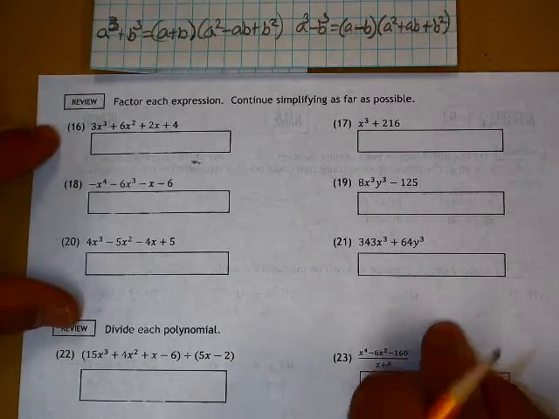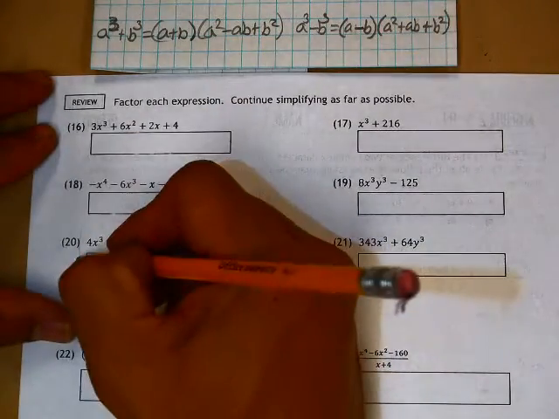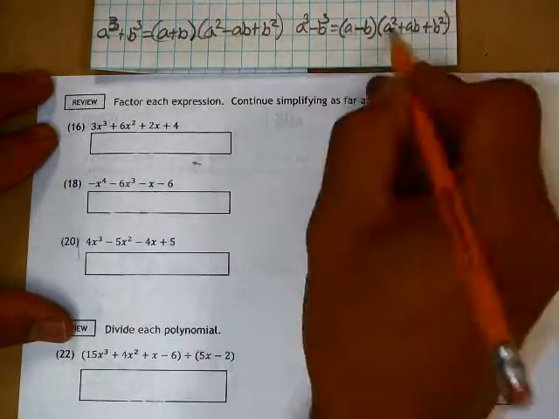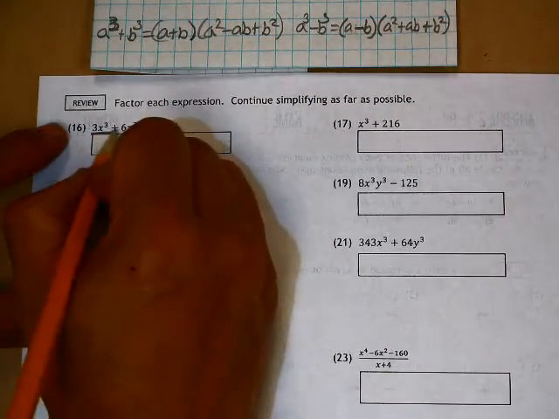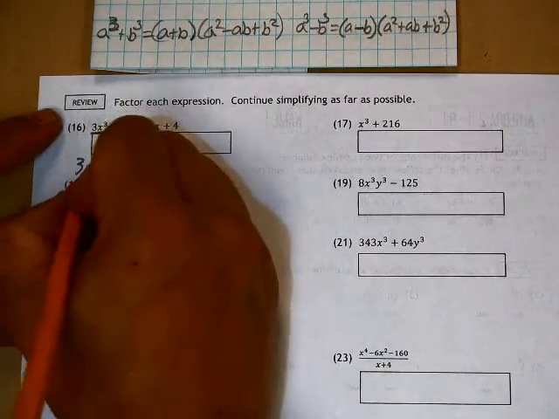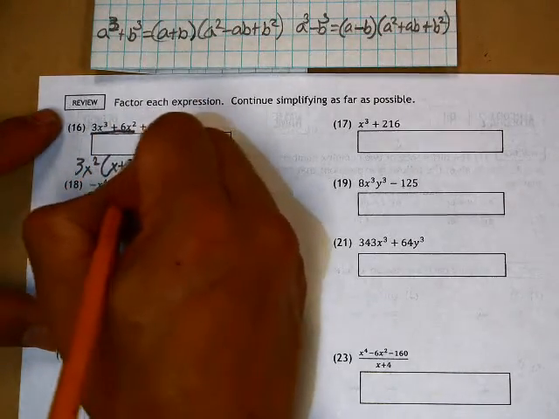Okay, problems 16 through 21. I'll do the evens first, then I'll do this column by using these formulas here. So, factor by grouping. What can I take out of both of those? I can take out a 3x squared. I'm left with an x plus 2.